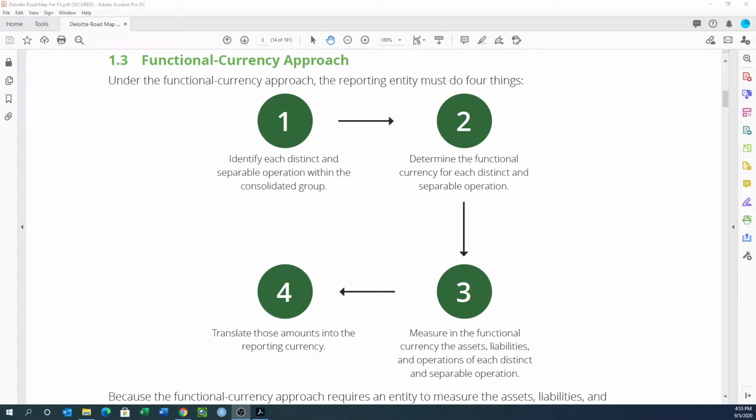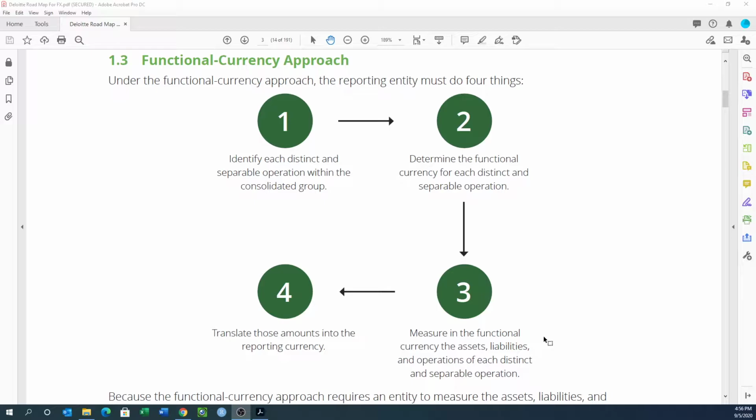Right, so we're back here at this Deloitte 4-step process. And we've identified all of our individual separable operations. We've gone through and determined the functional currency of each distinct and separable operation. Any operations or any kinds of transactions that are recorded in a different currency other than the functional currency have to be remeasured. So we talk about functional currency, now we just introduced recording currency.